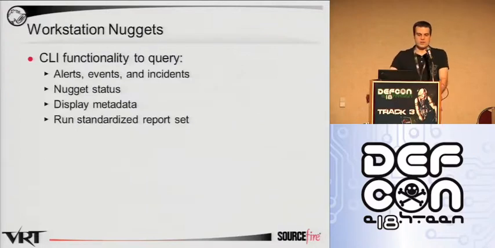And finally, workstation nuggets. Workstation nuggets are basically just a slick human interface to the system as a whole. So you can view existing alerts in the database. You can check the status of nuggets across the system. You can also run a standardized report set. So if you've got an 8 a.m. meeting and you have to report on a variety of things, you can just sit down at your workstation nugget, look at only the data that you need, print out the report set, and you're done.